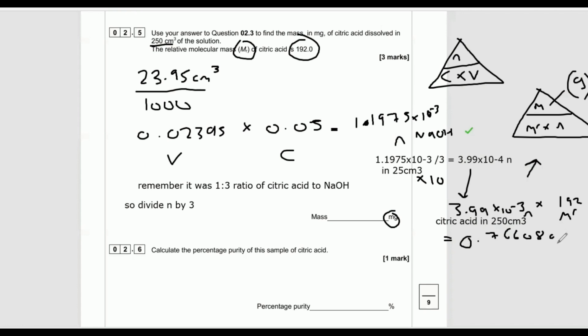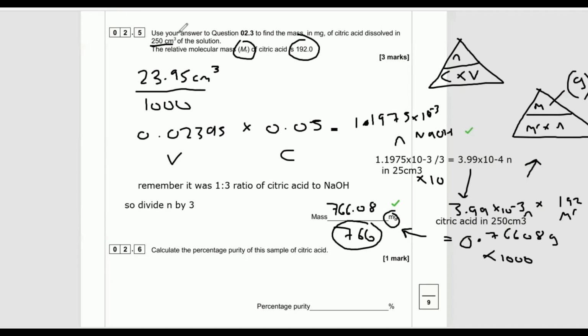0.76608. Now, bear in mind that this is grams because mass is always in grams, and they want us to work it out into milligrams. So I need to times that by 1,000 to get my final answer and to pick up the last mark. So it's going to be 766.08. We could just round that to 3 sig, so I would just do 766. That's probably what they're more likely looking for.